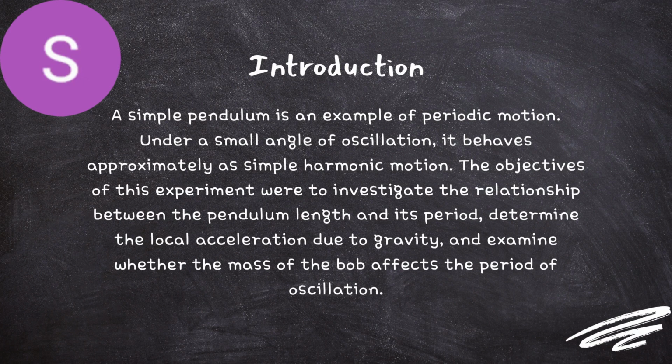In the introduction part, a simple pendulum is an example of periodic motion under a small angle of oscillation, such as under 15 degrees. It behaves approximately as simple harmonic motion. The objective of this experiment was to investigate the relationship between the pendulum length and its period, determine the local acceleration due to gravity, and examine whether the mass of the bulb affects the period of oscillation.